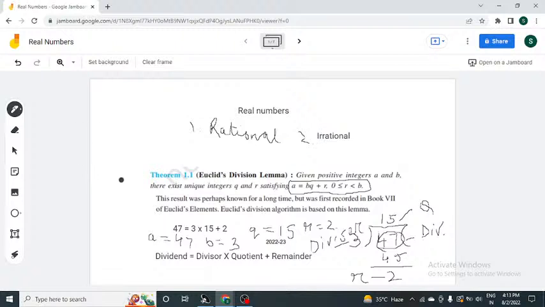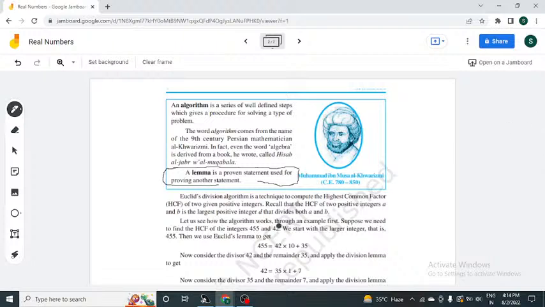I think we have all done this in 6th, 7th, 8th classes, wherein we know that when you divide, the quotient times divisor, add the remainder, would give you the same number. So this is what the lemma says. We have learned this in our primary and secondary classes, and now we are going to learn about this lemma using an example. Now let's see how this lemma helps us.